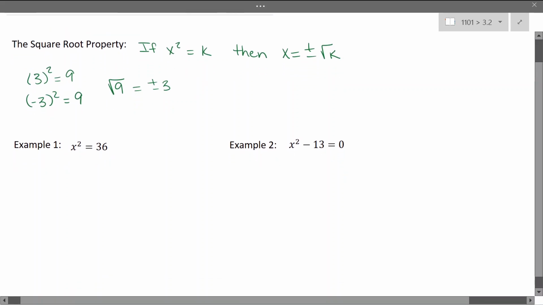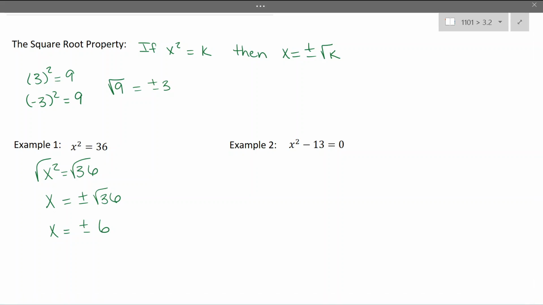In this first example, we have x squared equals 36. So we take the square root and we get x equals plus or minus the square root of 36. So we get x is equal to plus or minus 6. Let's look at another example.